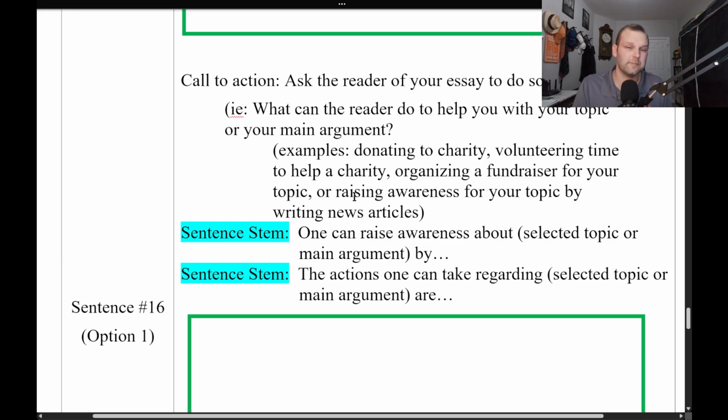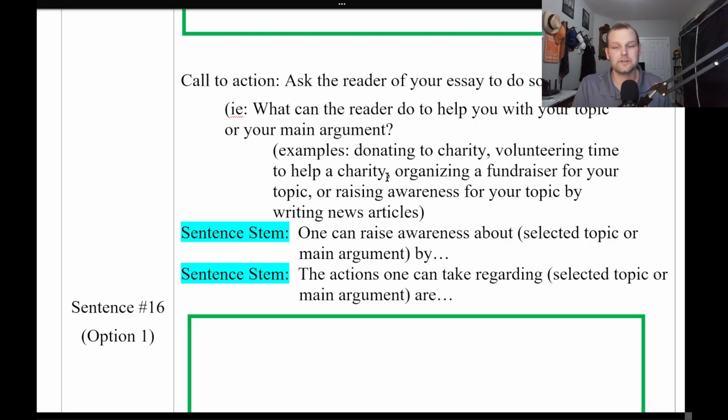Ask your reader to do something. What can the reader do to help you with the topic of your main argument? Could they donate to charity? Could they volunteer to help a local charity? Could they organize a fundraiser? Could they raise awareness for your topic by writing a news article? Could they take action by doing what? What action could your reader take to help you with your main argument?